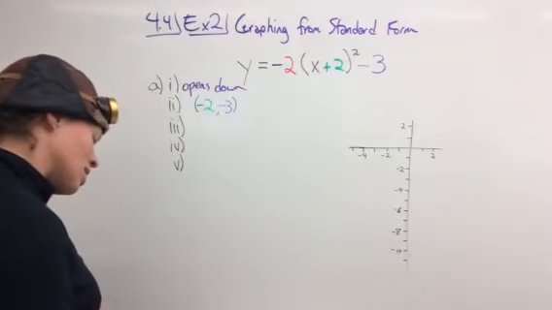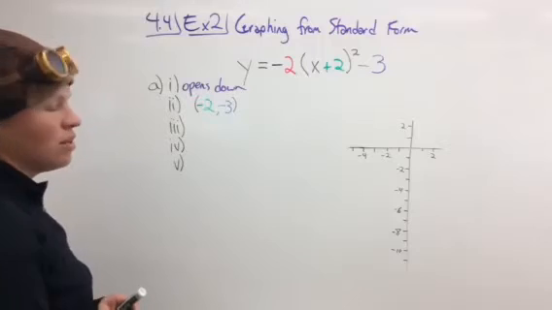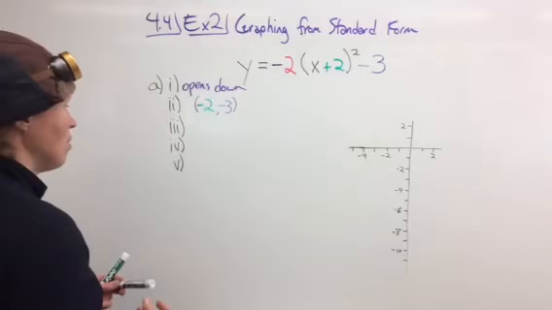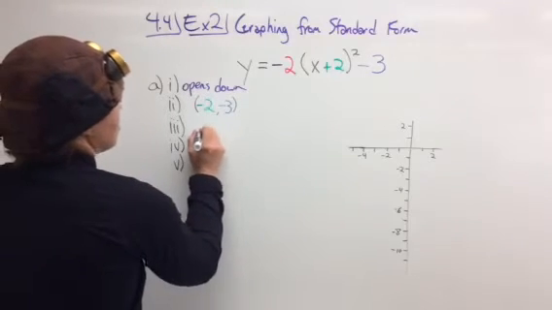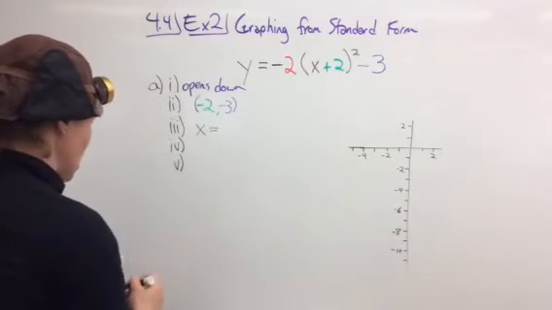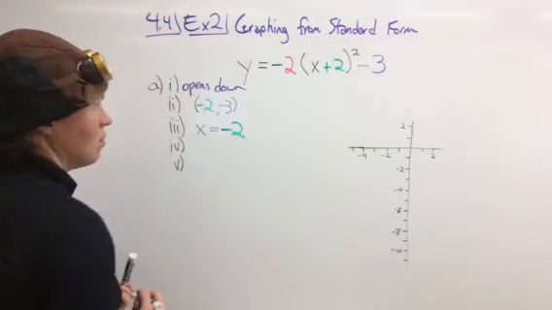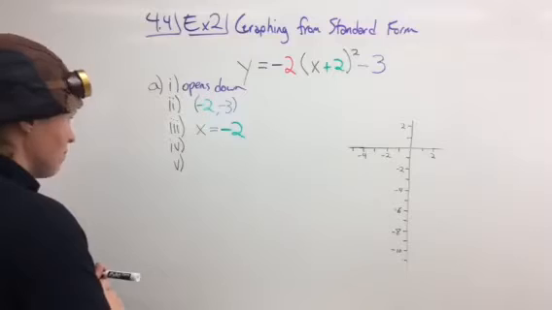The third one says the equation of the axis of symmetry. Well, if you remember, the vertex is the axis of symmetry, so the equation of the axis of symmetry is just x equals, and then we use the value of x for the vertex.